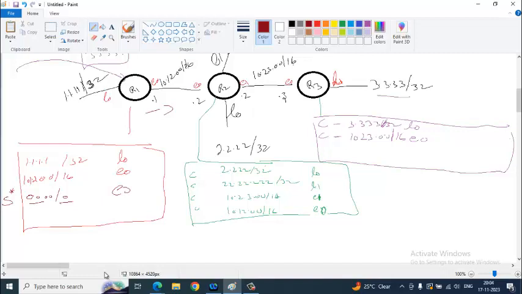Now, we are going to do this lab. How many routers? 3 routers. And we are going to use Packet Tracer for this. We can also use EVE, but have you installed EVE? No, I didn't install it yet. Okay, no problem. I'll use Packet Tracer to do this now.